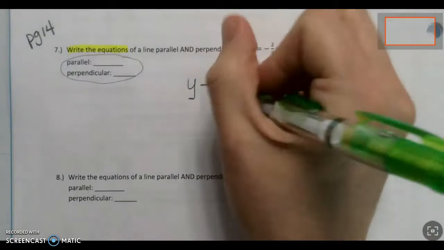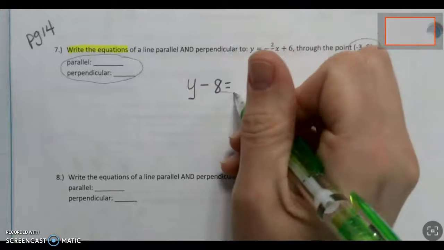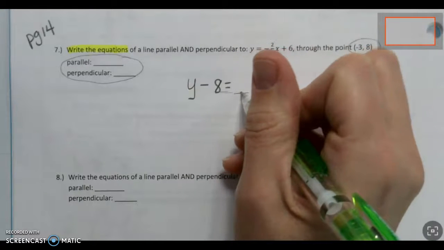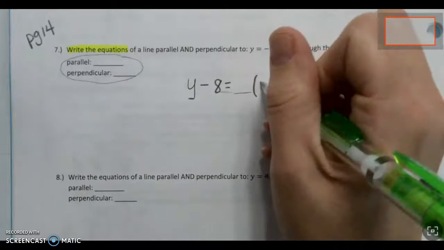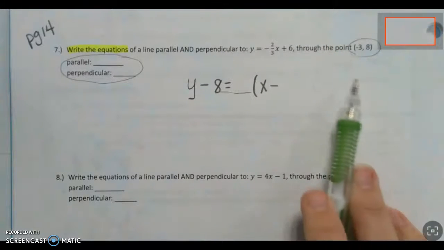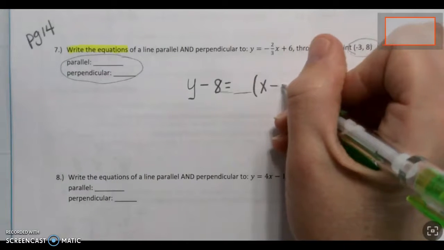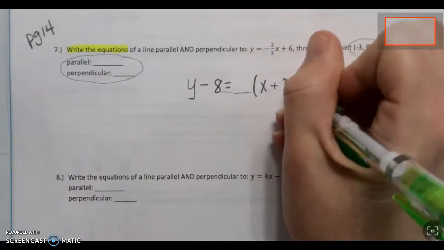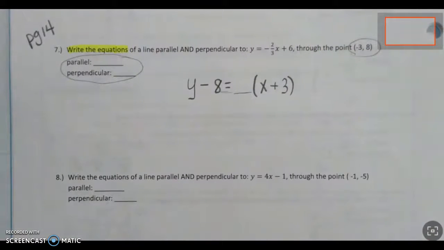Yep, 8 equals. Now leave this blank, because for those of you who were not here yesterday, we don't know what to put there yet for slope. Parentheses, x minus, and then what's the x number of our coordinate? So we're going to end up going minus a -3, which is plus 3. Okay, and then we're going to keep going.